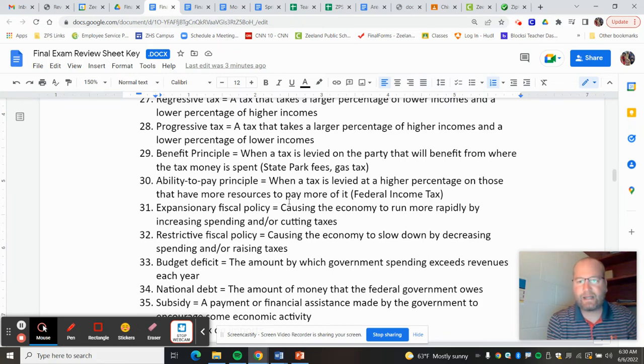The ability to pay principle. That's when a tax is levied at a higher percentage on those that have more resources to pay. They have more of an ability to pay the tax. Again, that's our federal income tax. People with more ability to pay it are going to pay a higher percentage of it.